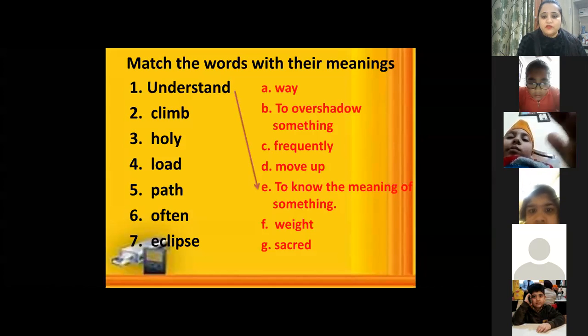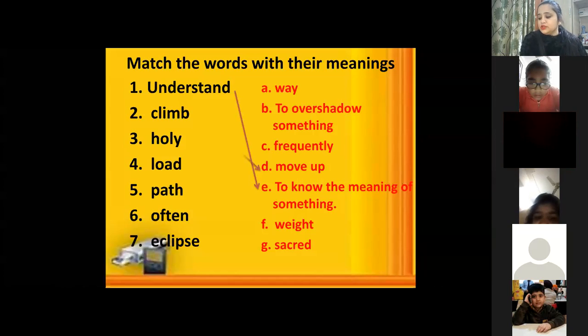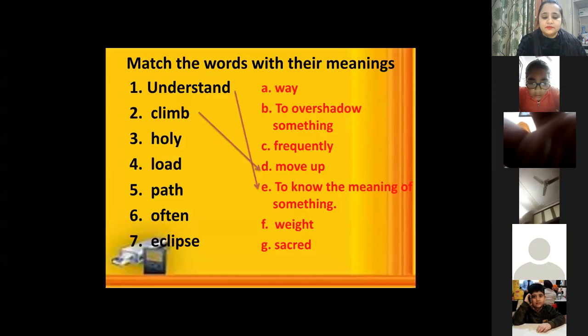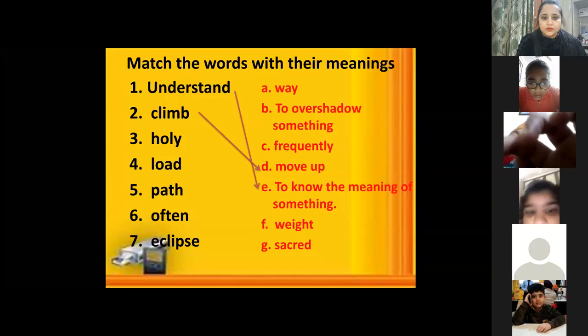Okay, so the meaning of climb is to move up. That is option D. Climb is to move up. Right. Number 3 is holy. Where would you match holy?